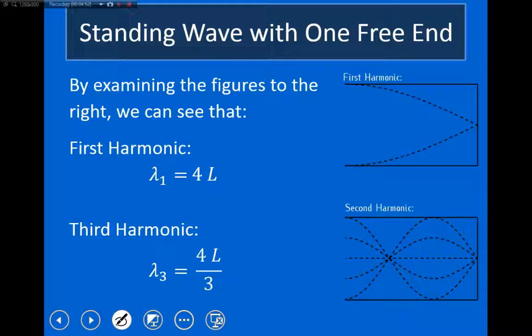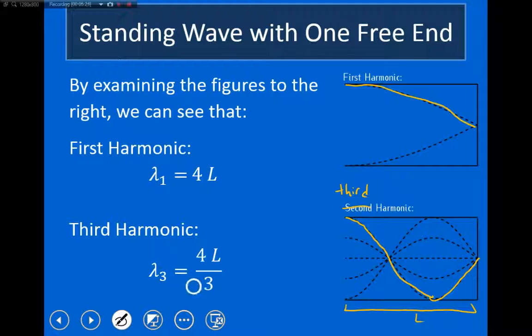By looking at these figures, we can see that the first harmonic has a wavelength equal to 4 times the length, because all we have here is just 1/4 of an oscillation, or 1/4 of a wavelength. Now, we should say third harmonic here. The next one is the third harmonic. Looking at this, we can see there's a half plus a quarter, so it has 3/4 of a wavelength in this little space, L, which means that the wavelength is equal to 4/3 times that length.